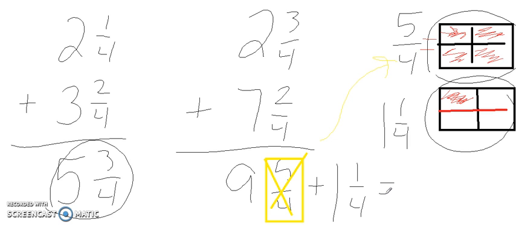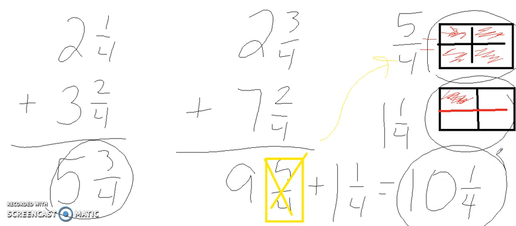So this 5/4 is really 1 1/4 that I need to add to my original 9. So I add my 9 plus my 1, which gives me 10, and 1/4 is my final answer. So we really need to pay attention when we're adding fractions as to whether or not I have a regular fraction versus an improper fraction in my answer, so I know what final steps I need to take to get the final answer.